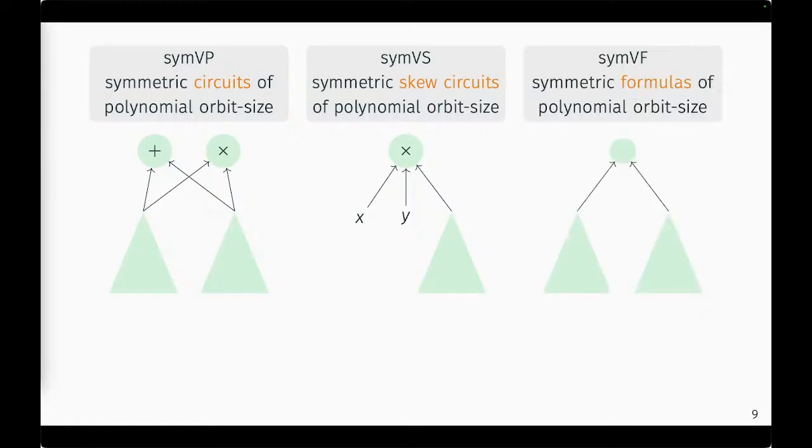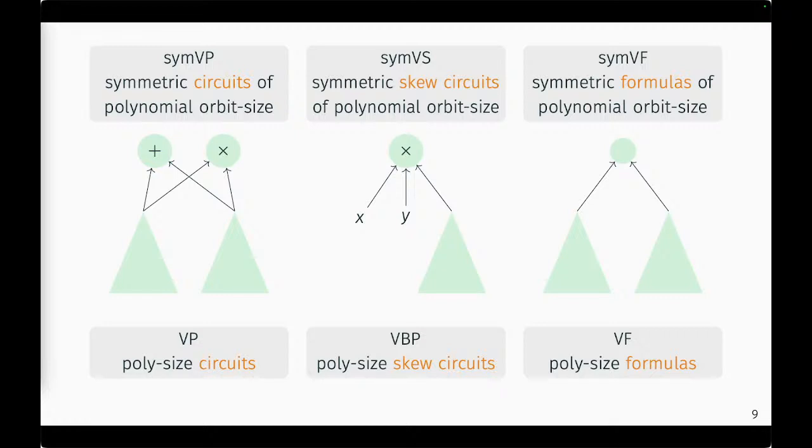Okay. And lastly, symVF are all the polynomials computed by symmetric formulas of polynomial orbit size. Okay, and you should think of these classes as corresponding to classical algebraic complexity classes VP, VBP, and VF.